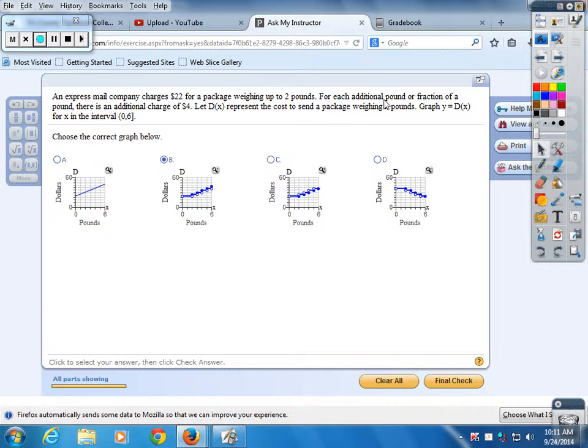Okay, go ahead and finish writing it down, and go ahead and see if you can graph it. Take a minute and get your graph ready. So that's what it means when it says for x in the interval, it just means 0 to 6. Interval, yeah.